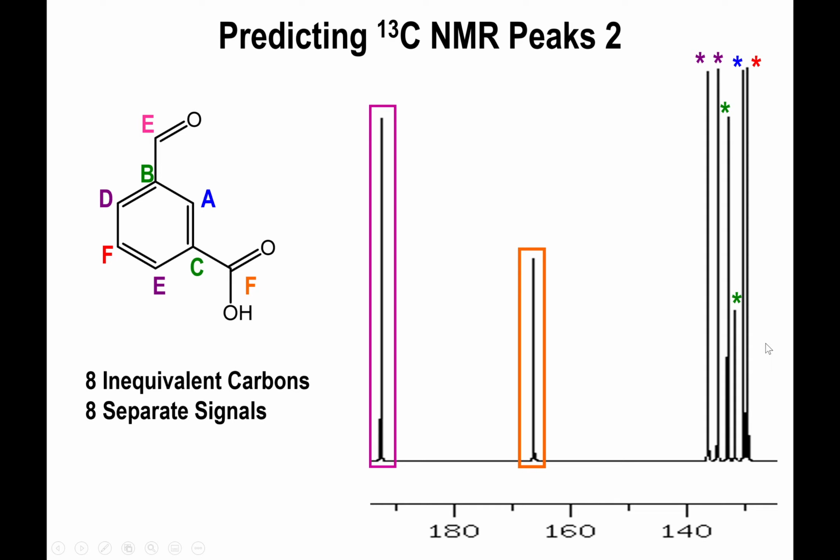Now, this assignment, I should tell you right now, is not the most thorough assignment. For sure, that's the aldehyde and this is the carboxylic acid peak. But normally what you want to do is perform a 2D NMR experiment to figure out what each one of these peaks will correspond to. With that 2D NMR data, you can actually figure out which one of the peaks is what. But the thing to pay attention to is that if you count the number of peaks, you have 1, 2, 3, 4, 5, 6, 7, 8 inequivalent peaks for 8 inequivalent carbons present in the molecule.